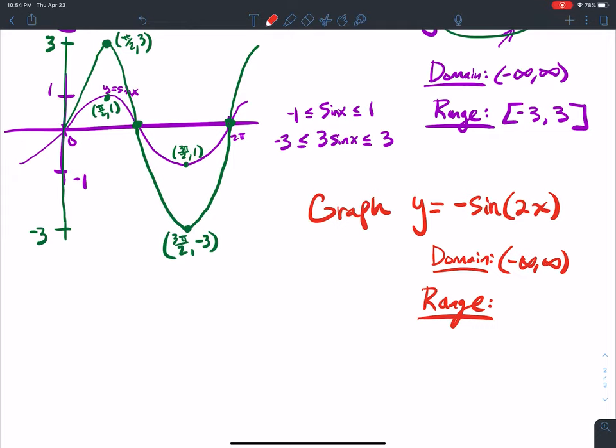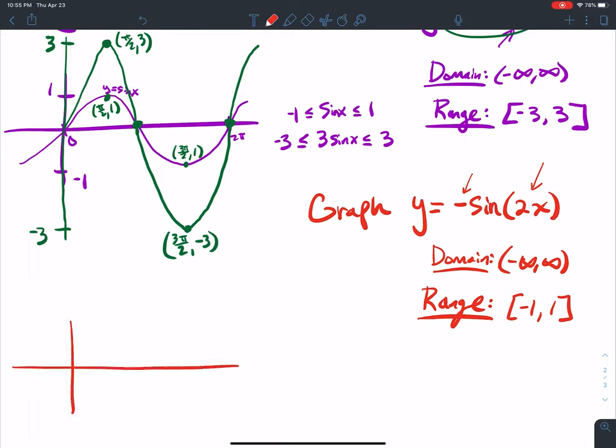Now, with this particular one here, okay, the negative reflects it across the x-axis, but this 2 inside here, this has a horizontal compression factor going on, right? So the domain and the range here are actually the exact same as the original sine function. Negative 1 to 1. Okay, and so the way I can illustrate this is through the picture.